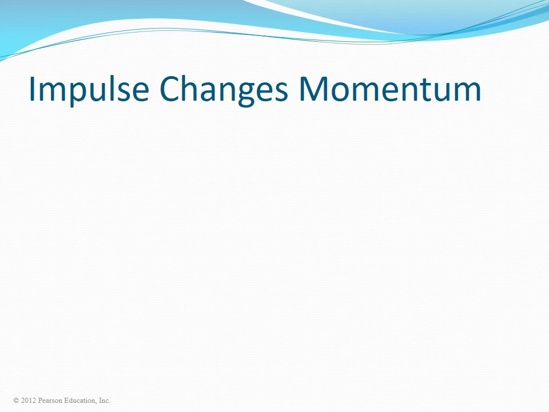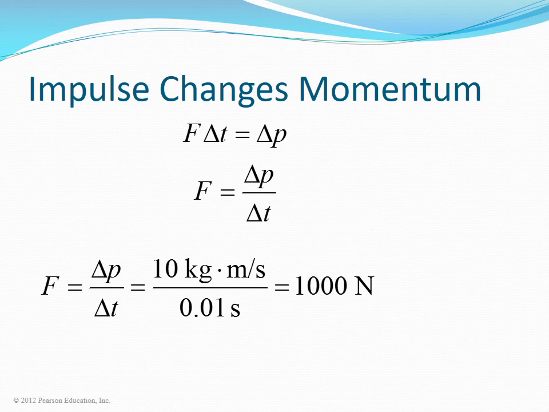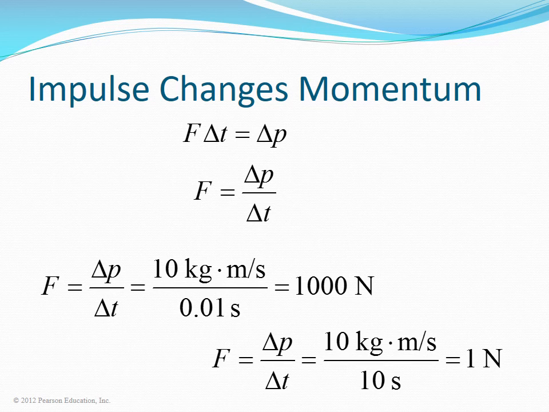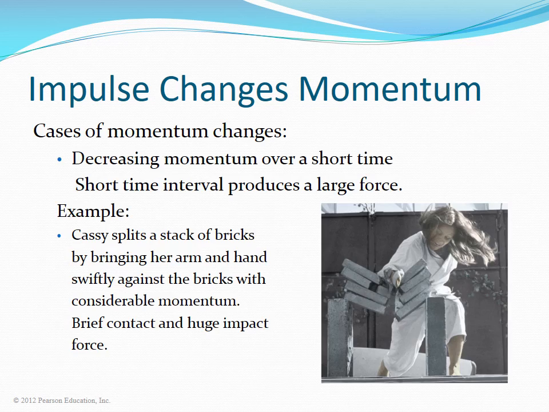From the impulse equation, solve for F by dividing both sides by delta t. For a given change of momentum, if the time interval is short, the force is large. When the time interval is long, the resultant force is small. Decreasing momentum over a short time interval produces a large force. For example, Casey splits a stack of bricks by bringing her arm and hand swiftly against the bricks with considerable momentum. The brief contact imparts a huge impact force.